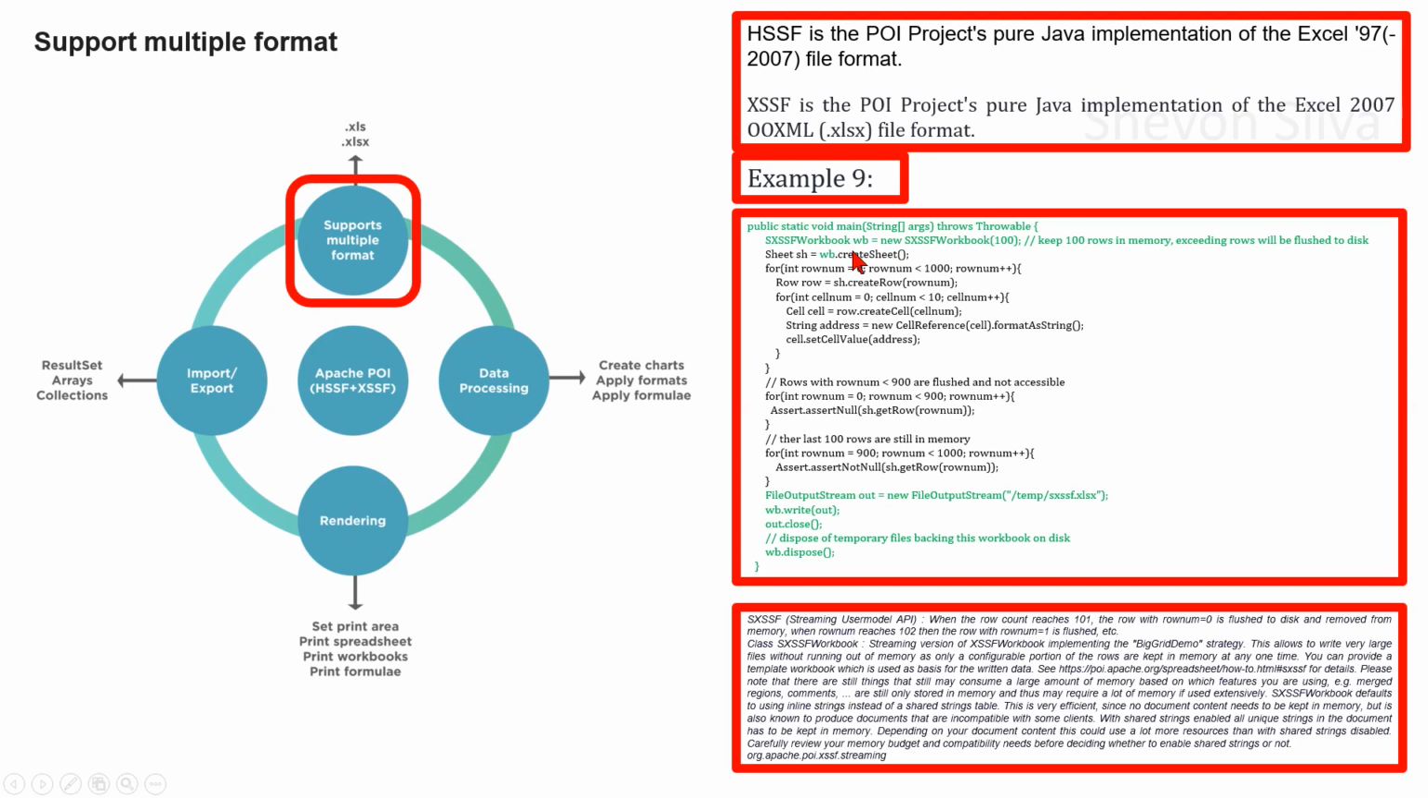With shared strings enabled, all unique strings in the document have to be kept in memory. Depending on your document content, this could use a lot more resources than with the shared strings disabled. Carefully review your memory budget and compatibility needs before deciding whether to enable shared strings or not. This is in the package org.apache.poi.xssf.streaming.